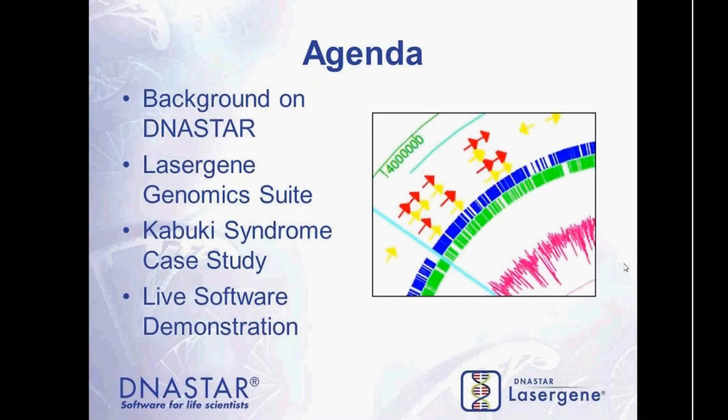So to give you an idea of what we're going to be covering today, let's check out our agenda here. So first, I'm going to give some background on DNASTAR as a company, and then we'll have a discussion about our Lasergene Genomics Suite software package. Then I'll go ahead and discuss our Kabuki syndrome case study in some detail before finally getting into a live demonstration of our software.